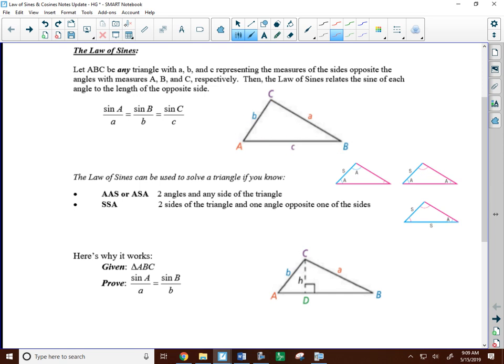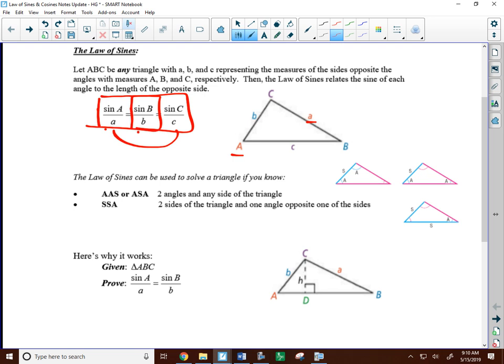Let's see. So here's the formula. There are three formulas, all combined into one up here. Let me break it down. Here's one of them: sine of capital A over little a is sine of B over little b. So again, that's why you've got to know which sides and angles go together. You could also compare B with C, or the first and last one: sine of A over a is sine of C over c.